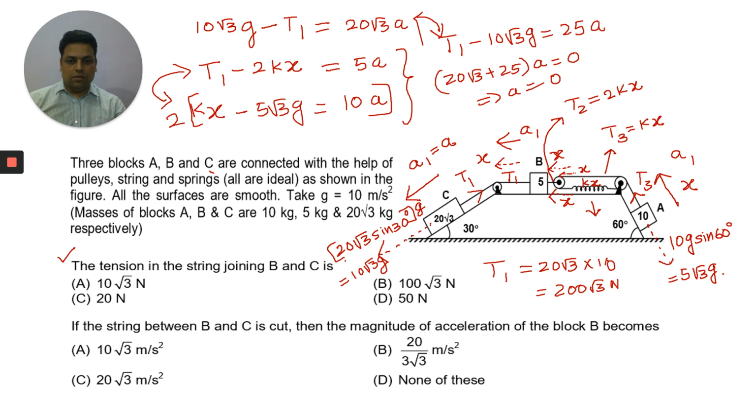Oh, I'm sorry. This is into sine 30 we are left with. So because tension should be 20 root 3 sine 30, that would give us 100 root 3 newton. Is the answer for this question.